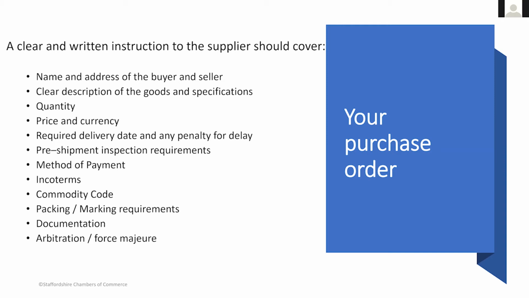Most of it is pretty standard for general goods, but as we've said before, some goods have specific requirements and restrictions, so you need to be clear on what needs to be done. You'll see there it says arbitration, force majeure clauses. For those who don't know, force majeure is a legal term and is designed to excuse one or all of the parties from liabilities or obligations in a contract.